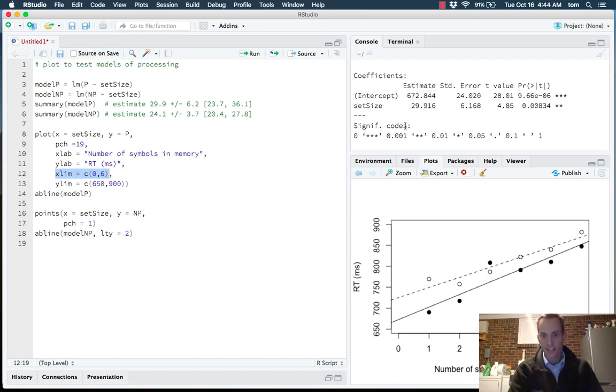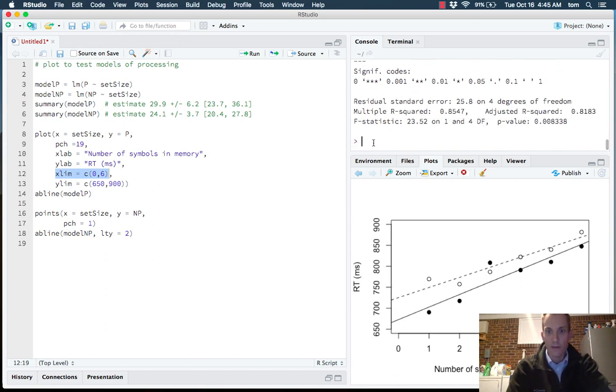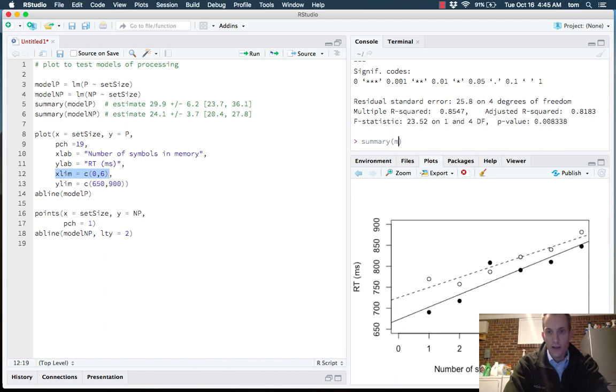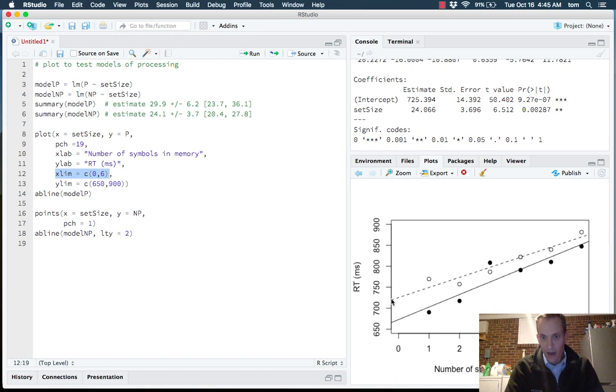This intercept is around 672, which, as you can see, is about right there. Just a little bit less than halfway in between 650 and 700. That's about right. Same thing with the model NP. If we do a summary on that, that intercept should match up as well. So that intercept is about 725, looks like about where we are. So now you can see that the intercepts actually do match up with what our regression models fit.